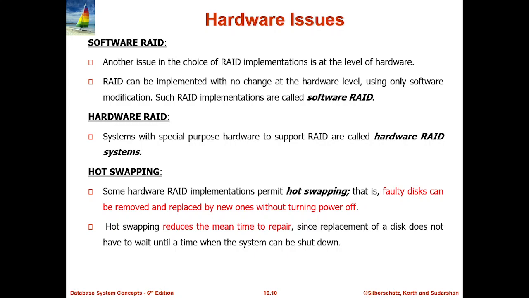Some hardware RAID implementations permit hot swapping, that is, faulty disks can be removed and replaced by new ones without turning power off. Hot swapping reduces the mean time to repair, since replacement of a disk does not have to wait until a time when the system can be shut down.